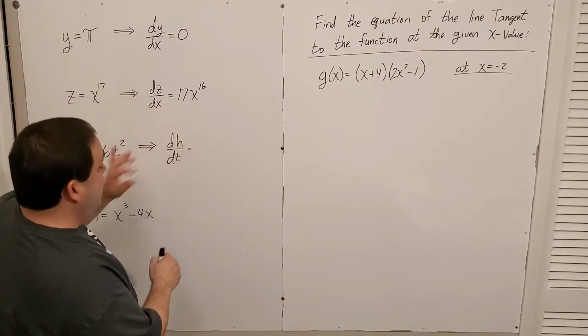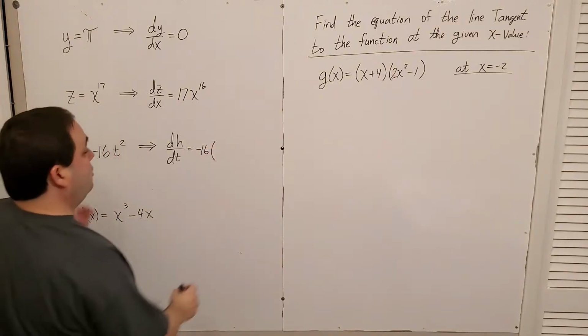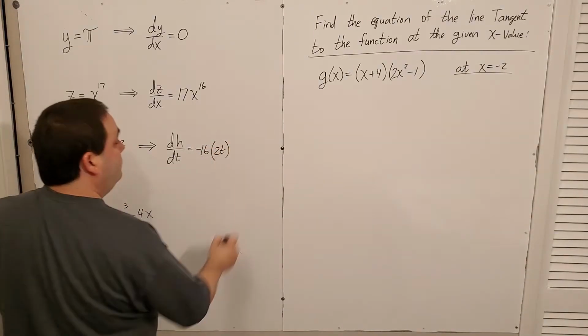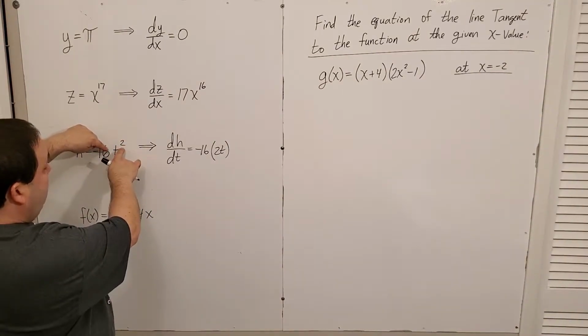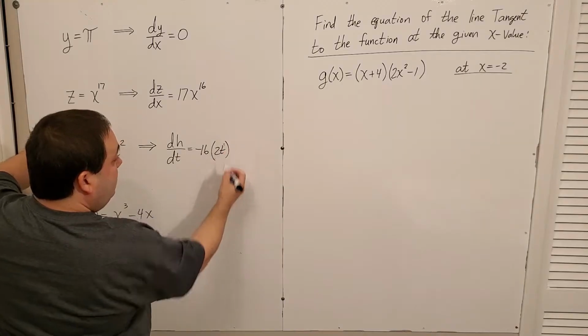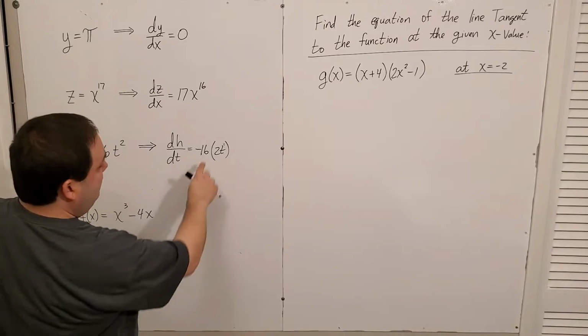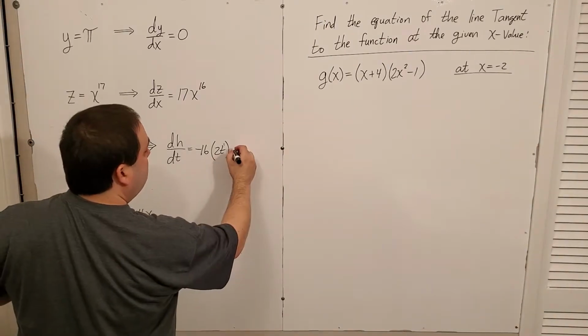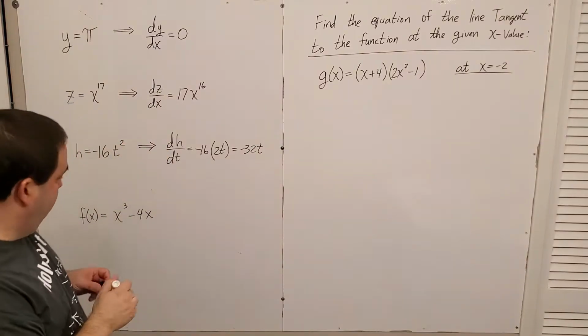The negative 16 is going to follow, and the derivative of t squared is 2t, because I'll drop the 2, and 2 minus 1 is 1. So it's t to the 1 technically. But we can simplify this. It's just negative 16 times 2. That's negative 32t.